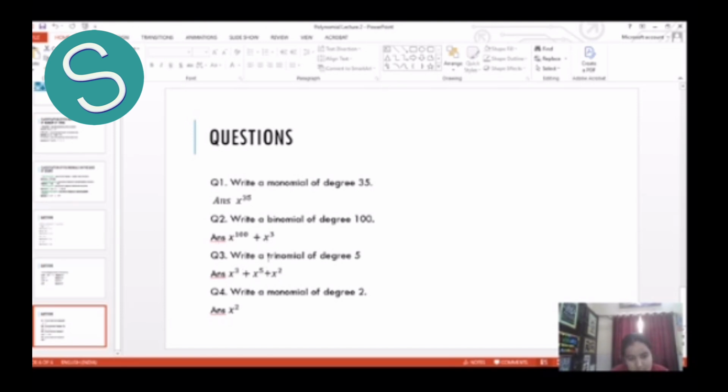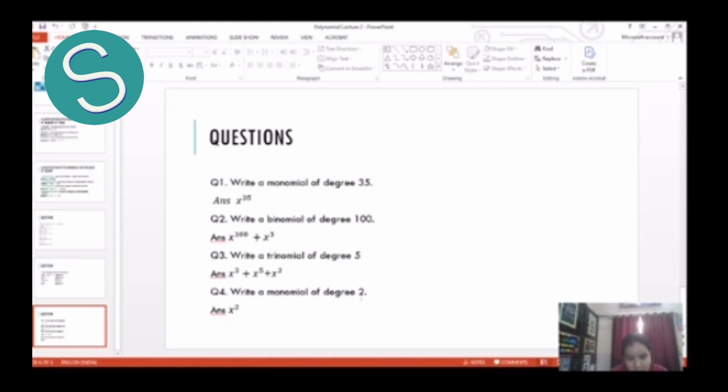Third question is: write a trinomial of degree 5. Trinomial means the polynomial should have three terms. So I write three terms as x to the power 3, x to the power 4, x to the power 2. And since it is asking for degree 5, I put the highest degree as 5.